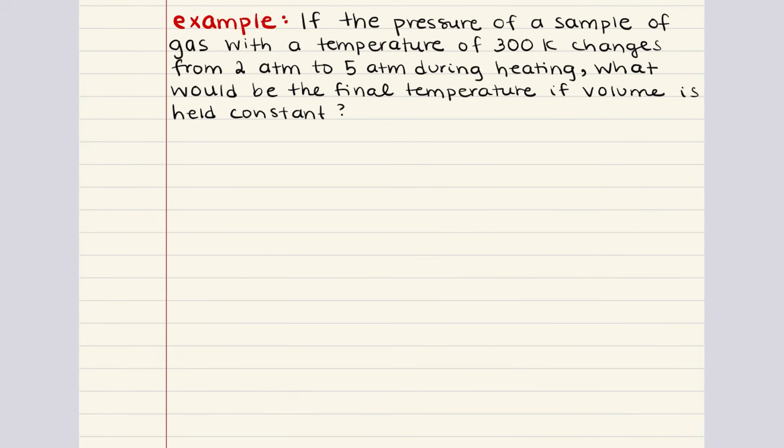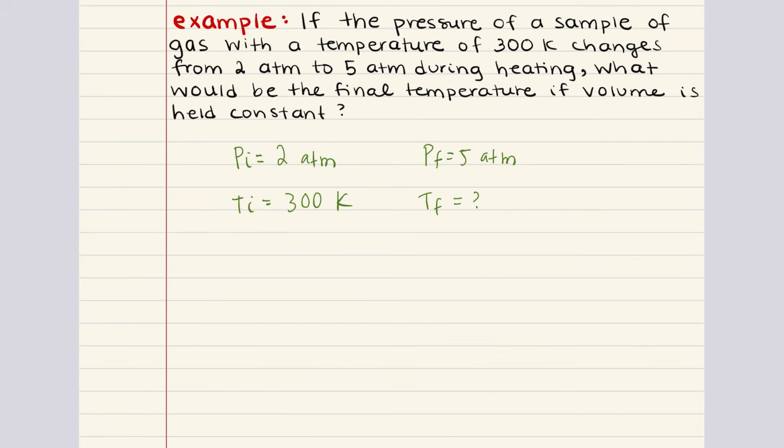This example says if the pressure of a sample of gas with a temperature of 300 Kelvin changes from 2 atmosphere to 5 atmosphere during heating, what would be the final temperature if volume is held constant? Let's go ahead and write down what we know. We know that the initial pressure is 2 atmosphere and the initial temperature is 300 Kelvin. We also know the final pressure, that's equal to 5 atmosphere, and we are trying to figure out the final temperature.